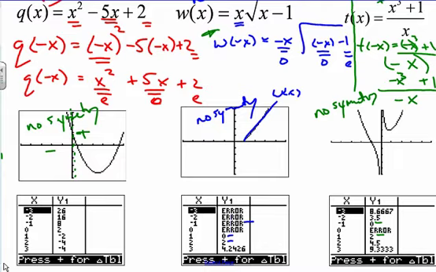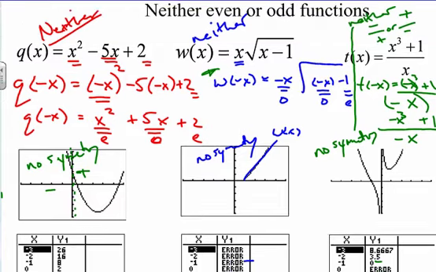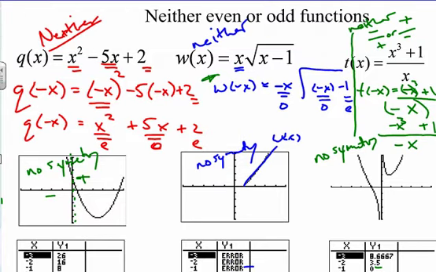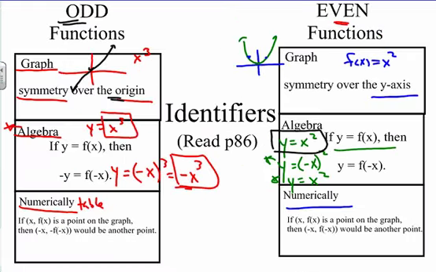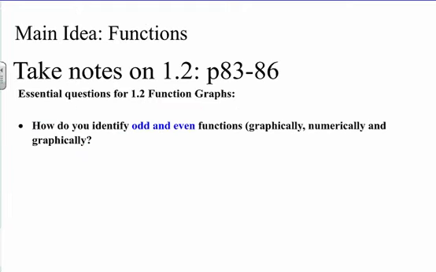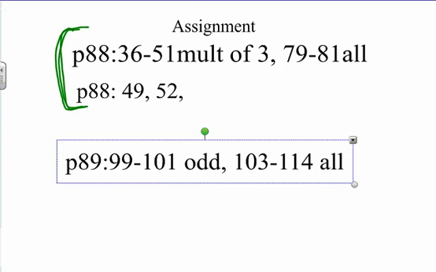Well, I hope this mini lesson has helped you identify what odd and even functions are, and how you can identify them algebraically, numerically, and graphically. You should be able to do all of these, and hopefully this will help you finish up this homework assignment.